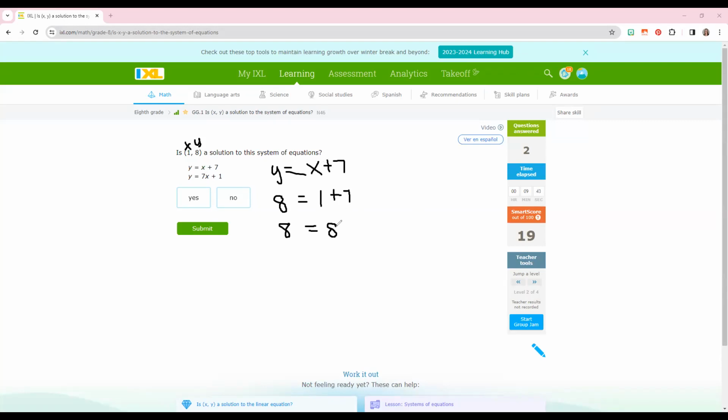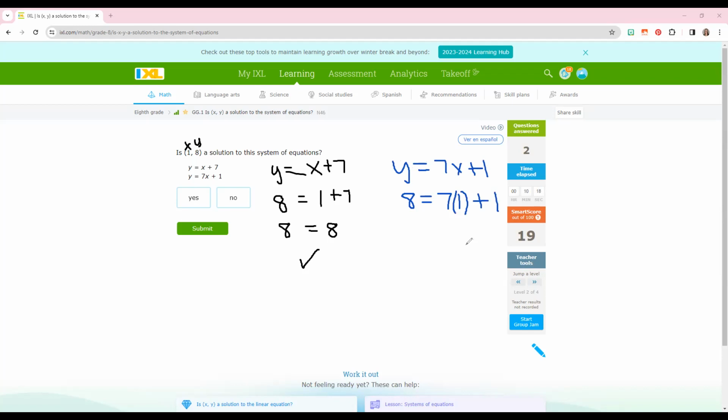Now, is that a true statement? Is that the answer we were supposed to get? Yeah. So that means we know for a fact that that point falls on that line. Now let's go ahead and try it though with the second equation, because in order for it to be a solution, it has to work for both. So our second equation is y equals 7x plus 1. So substitute 8 in for y and 1 in for x. So instead of 7 times x, it's 7 times 1 plus 1.